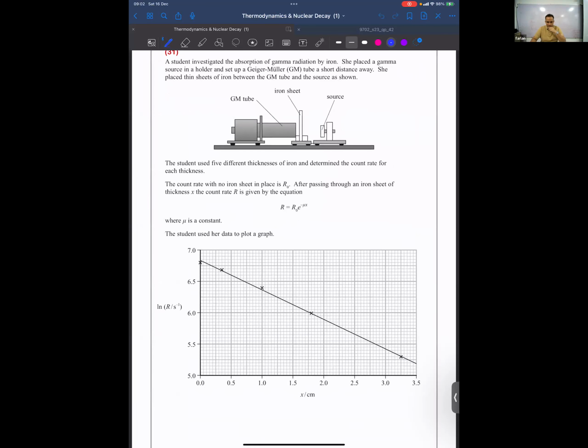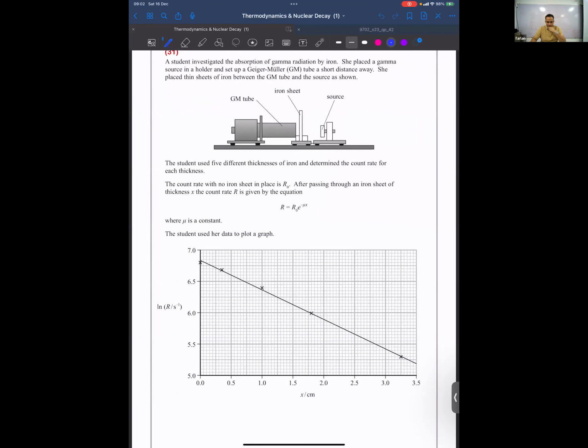The student used her data to plot a graph. So ln R is on the y-axis, the thickness of the sheet, x, is on the x-axis. The student used the gradient of the graph to determine a value for mu and used this to estimate the half value thickness for the iron. What does this half value thickness mean? It is the thickness of iron that would reduce the count rate to R0/2.